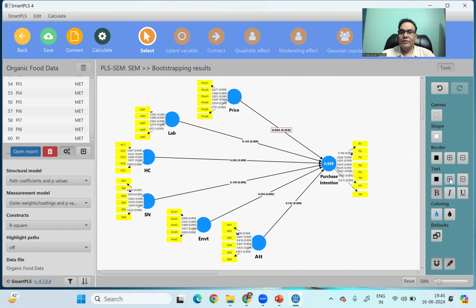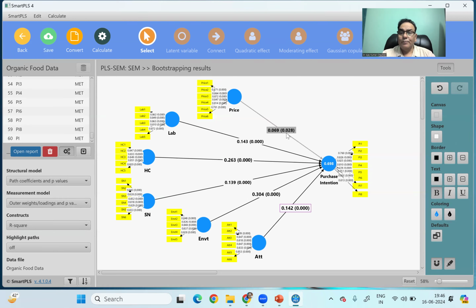And then you have to make it visible. You click on the select this and click on plus, because these values should be visible, at least the path coefficient should be visible. Okay, so from these path coefficients we can examine that all results are significant. You can see that all are significant.